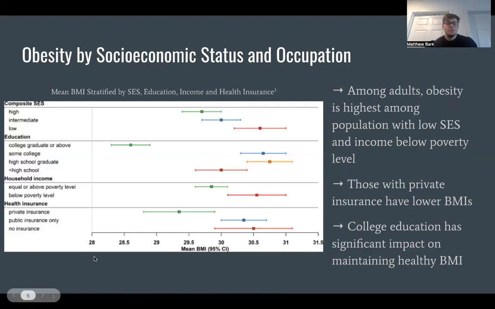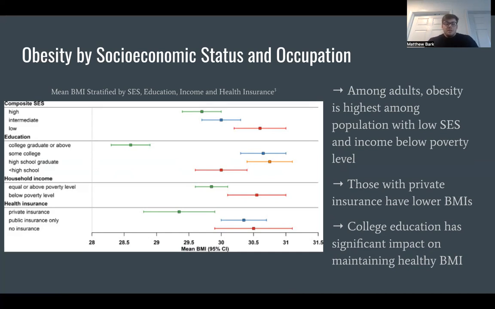This slide shows socioeconomic implications of obesity and risks. Looking at the data, socioeconomic status is an important determinant of health and directly impacts the health behaviors of individuals as seen in the different mean BMIs between different factors. Those with lower socioeconomic status had significantly greater BMIs, as shown at the top of the graph.